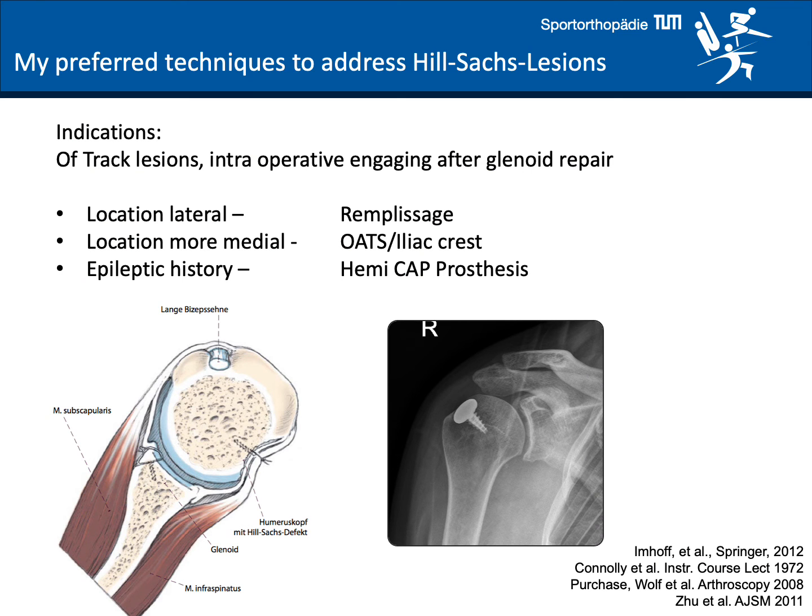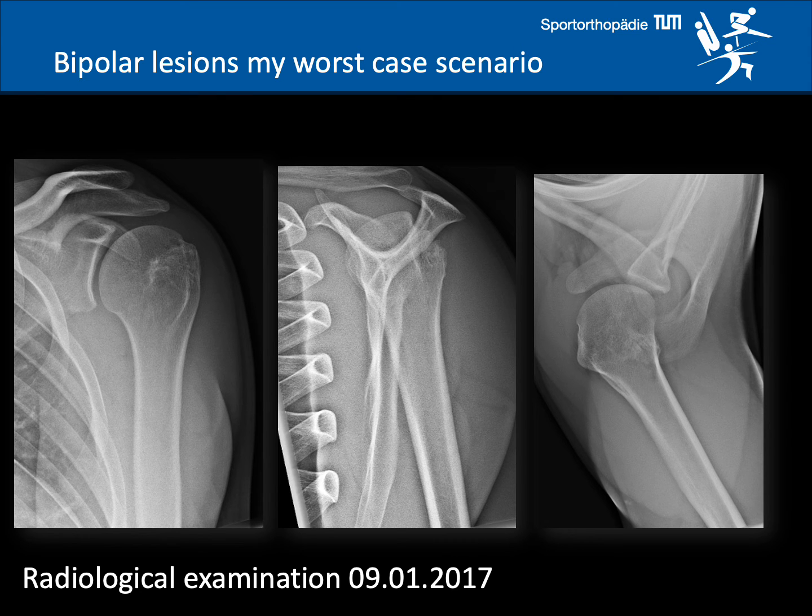My preferred technique to address Hill-Sachs lesions is lateral remplissage; if it's more medial, also Hill-Sachs remplissage or iliac crest. And if we have an epileptic history, we use a metal implant, a hemicap prosthesis.